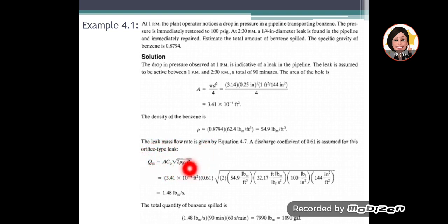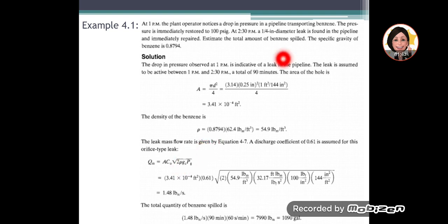If we substitute all these parameters with the relevant values, we have A times C naught, times 2, times the density that we just found, and the gravitational constant in pound mass over pound force. This is also found in the appendix. It is a constant value, and for different units we will have a different value. Then this is the pressure gauge, given as 100 psig, so we substitute the 100. Once again, we have inches in this pressure gauge, so we convert to feet square by multiplying by 144, which is 12 by 12. That gives us a flow rate in pound mass per second.